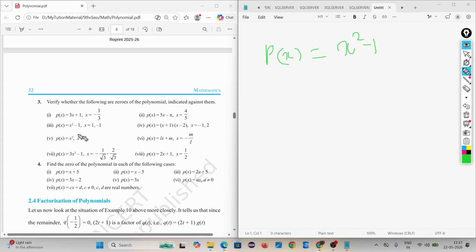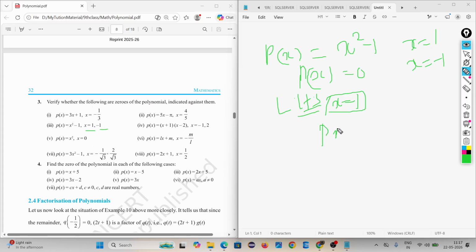It is a quadratic equation, so two values are given. Two zeros are given: x equal to 1, x equal to minus 1. We have to prove P of x should equal 0. Then take LHS at x equal to 1, P of x equal to this, and check. Are these two values zeros of the polynomial x square minus 1 or not?